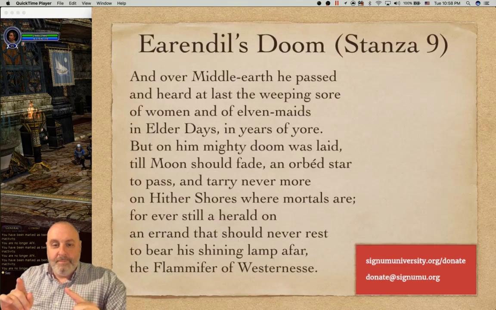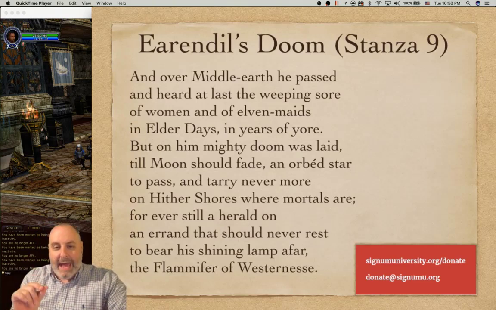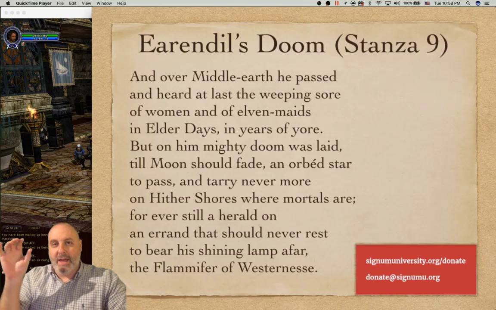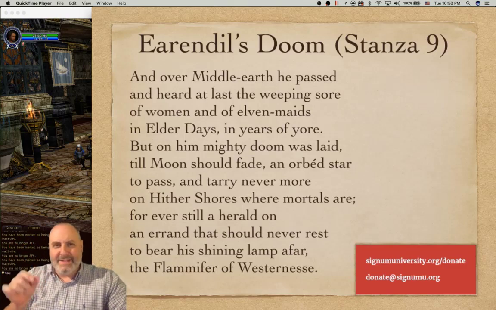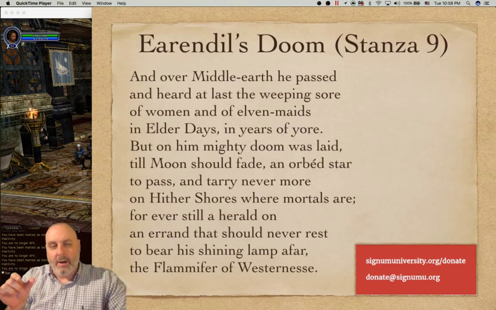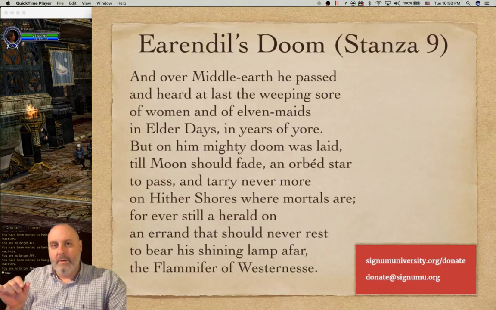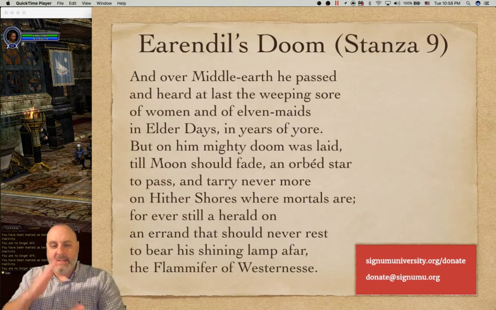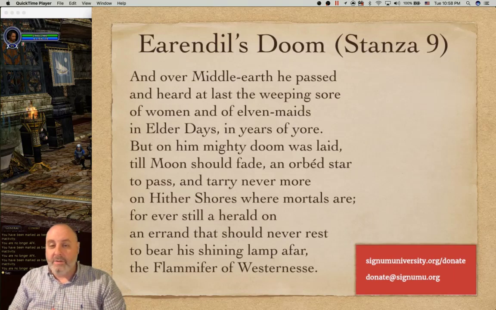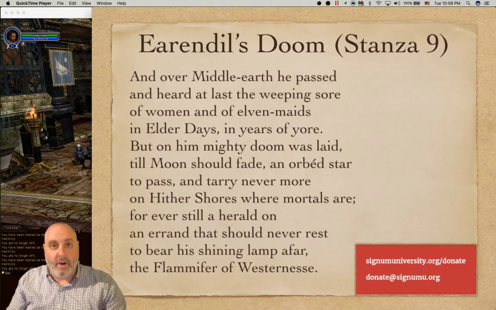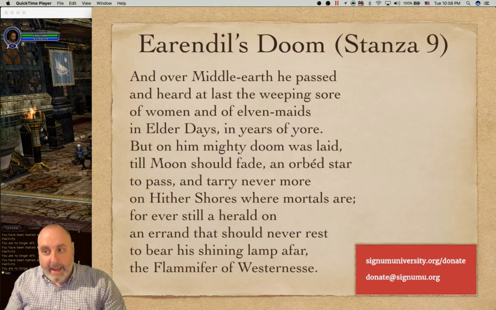So his doom is to pass as an orbed star, which is a little bit complicated, and tarry nevermore on hither shores. So he's not supposed to tarry nevermore on hither shores where mortals are. He can't stop on hither shores where mortals are. He can't go back.